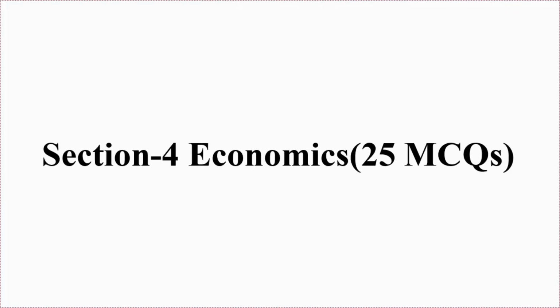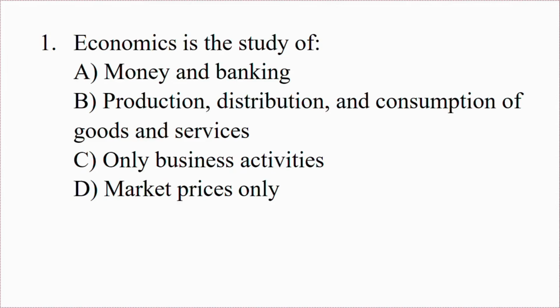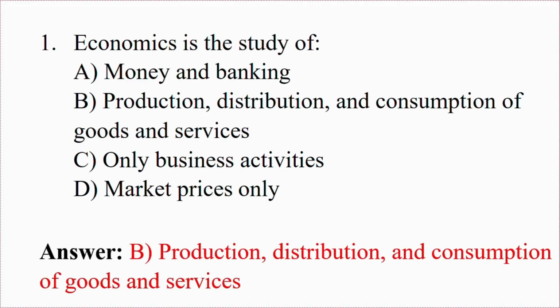Now the section 4 is about economics, and that also carries 25 MCQs and equivalent to 25 marks. So let's proceed. The first question is, economics is a study of A. Money and banking, B. Production, distribution and consumption of goods and services, C. Only business activities, D. Market prices only. So the correct answer is B, that is production, distribution and consumption of goods and services.